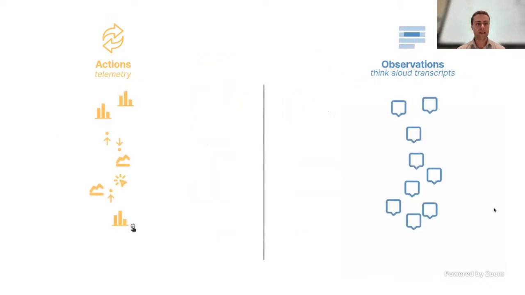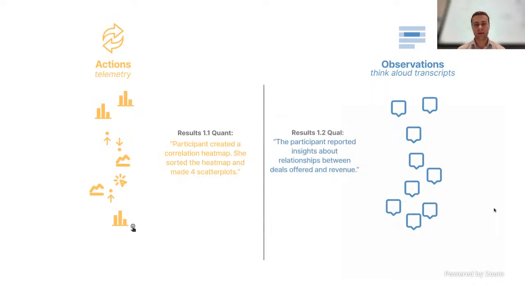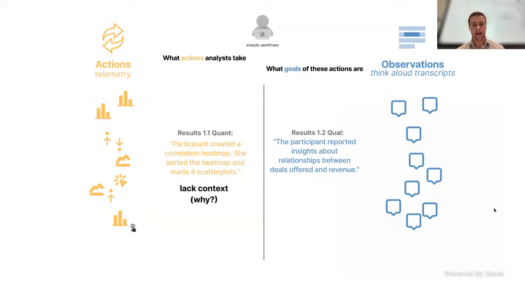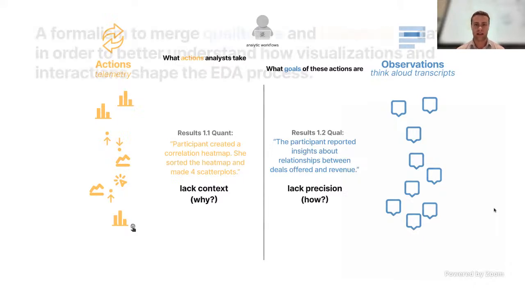If we were to analyze both of these separately, we could imagine having a results section that focuses on the quantitative results, just analyzing the telemetry logs themselves. And we could imagine having a separate section that focuses on the qualitative results, such as what insights these analysts find. However, inside of these types of results, the actions that analysts perform and the goals of those actions remain siloed, that it is impossible to directly say these precise actions that someone took and how those relate to the specific goals that they have. Inside of these cases, we lack context and precision inside of these sections.